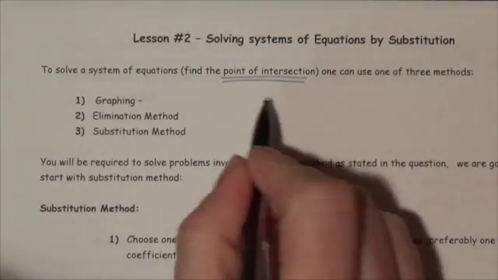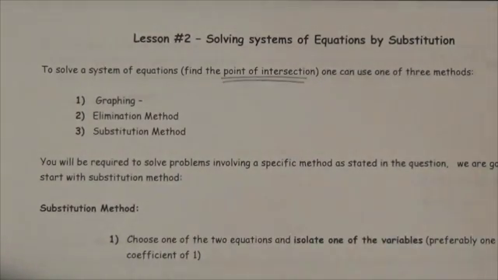Okay, well, to solve a system of equations, which means, once again, and I know we said this before, to find the point of intersection between two lines, you can use a variety of different methods. And what we're going to start to do now is transition over and start to look at algebraic methods. We've already taken a quick look at plotting. We did it by hand and we used the calculator. Now we're going to look at some algebraic methods.